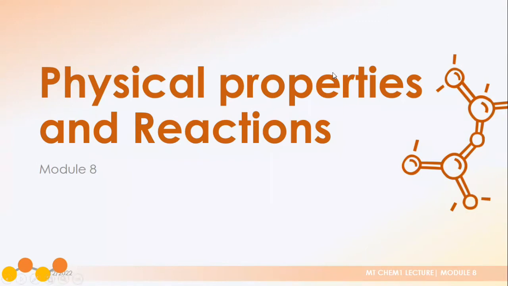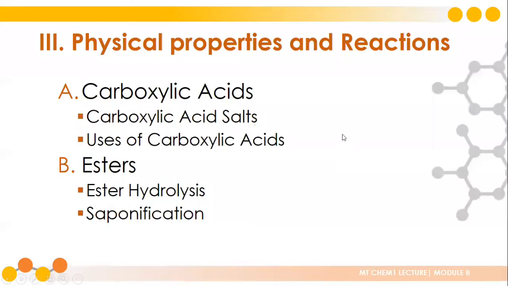Let's now proceed with the discussion of the physical properties and reactions of both carboxylic acids and esters. Let's take a look back at our outline that we showed at the beginning of Part 1 of Module 8. For this last part, for the physical properties and reactions, we're going to be talking about both carboxylic acids and esters. And in addition, for carboxylic acids, we'll also be discussing carboxylic acid salts and their uses. For esters, on the other hand, we'll be discussing ester hydrolysis and saponification as part of the discussion of reactions involving esters.